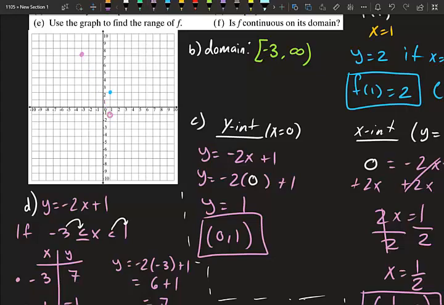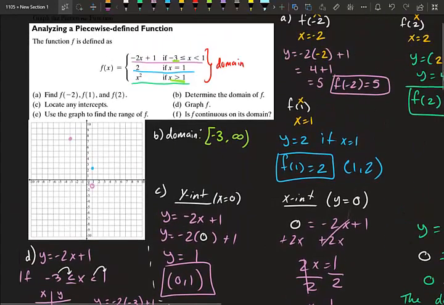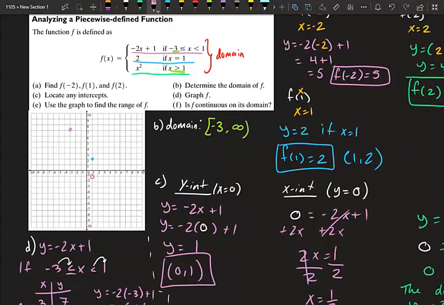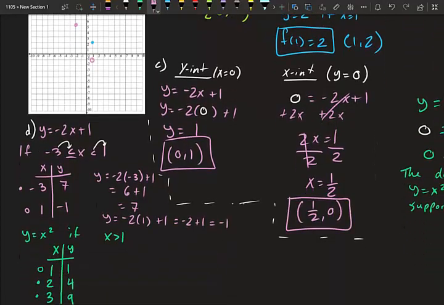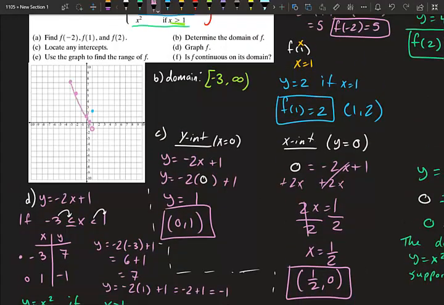My bad. We also have more points. I totally forgot to bring those up. All the other points we found. Didn't we find this one right here of negative 2, 5? So negative 2, 5. We also have another point at 0, 1 right here. And then we have another point at 1/2, 0, so about right there. And then we connect the dots. The more dots, the better, because you get a better line.